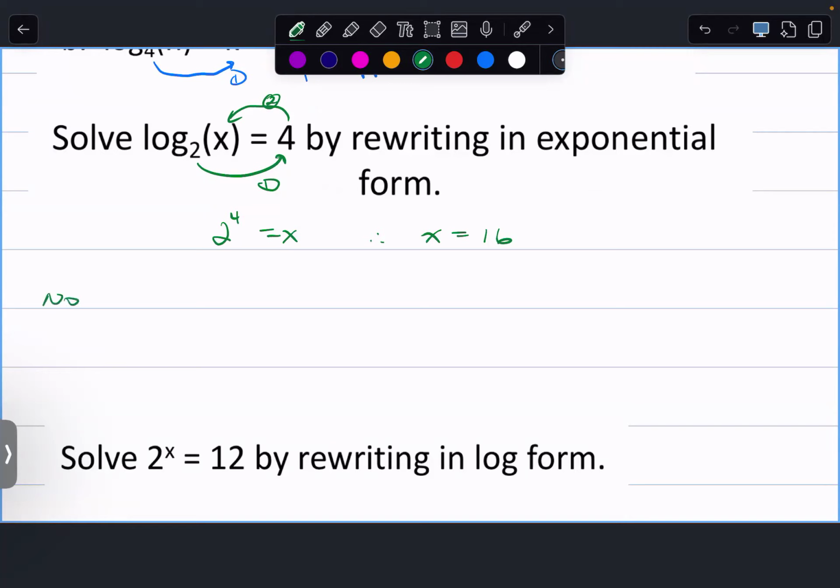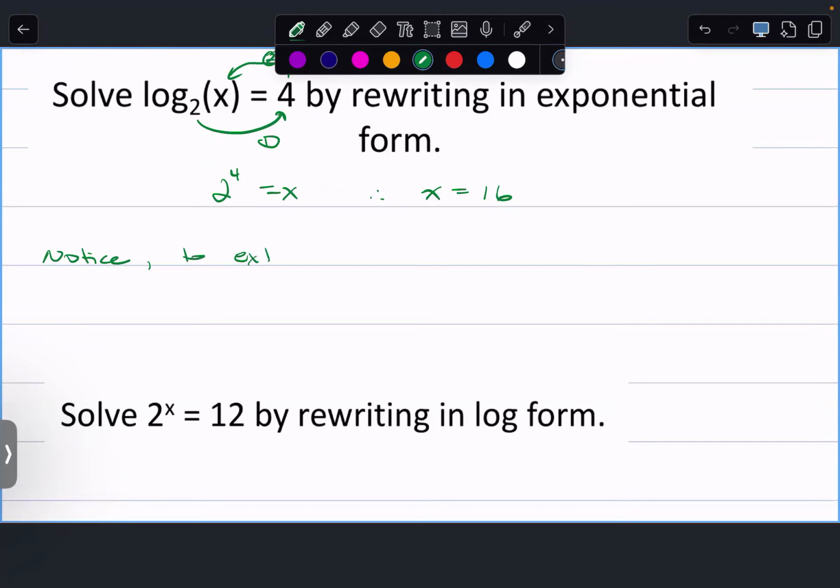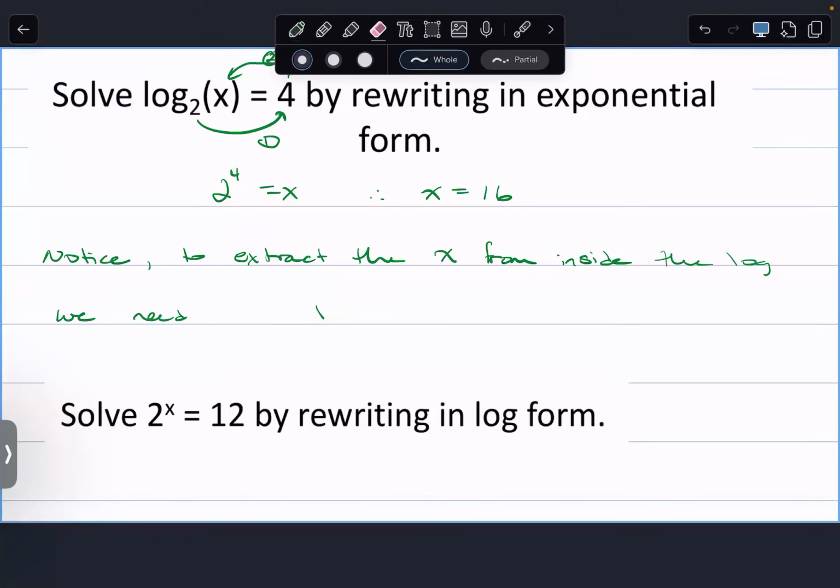But notice, to extract the x from inside the log, we need exponents. I should say, sorry, not exponents necessarily. Well, yeah, they are necessary, but we need the exponential function.